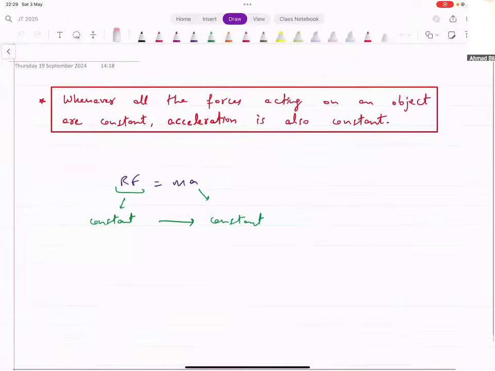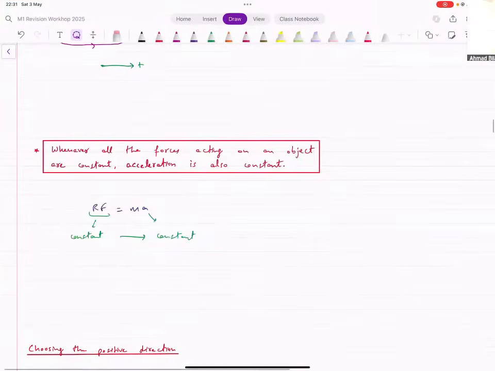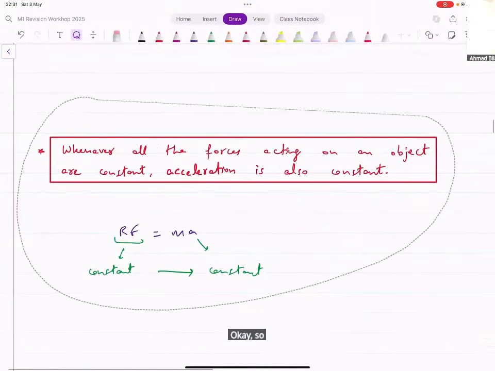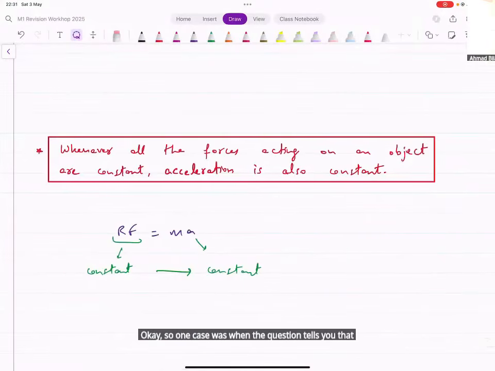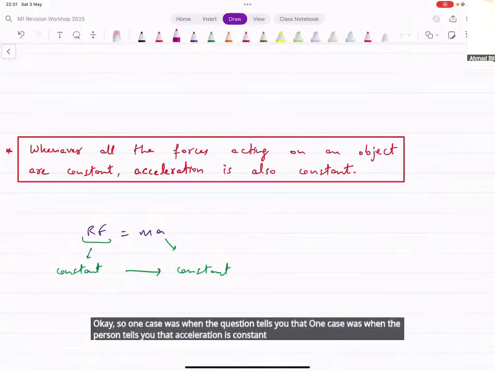Okay, so one case was when the question tells you that acceleration is constant. The other possibility is it's motion under gravity. That means it's free fall, or it's an inclined surface with the weight as the only force and the surface is smooth.